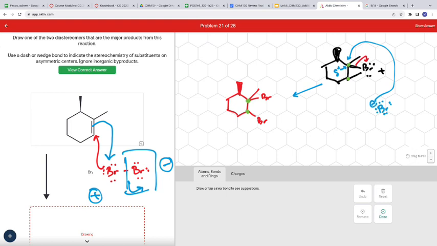Okay? What does that mean? I can go through and I can show this being wedged or dashed. Remember, it said there's two products. Okay? If I show that as dashed, what happens to that methyl group?